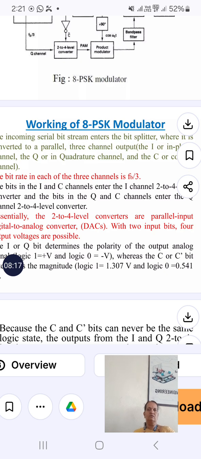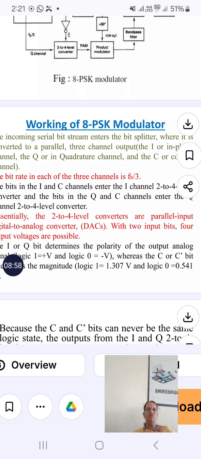There, with the sine component and cosine component, we have 4 different combinations. Here in the voltage levels also we have 4 levels. For example, the voltage of the I and Q bit determines the polarity of the output voltage. It can be either plus V volt or minus V volt. If it is logic 1, it is plus V. If it is logic 0, it is minus V. And the C bit determines the magnitude of the incoming signal. The magnitude for logic 1 is 1.307 volt and for logic 0 is 0.541 volt.